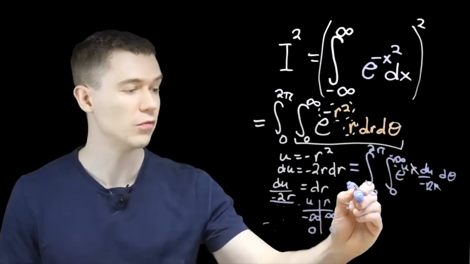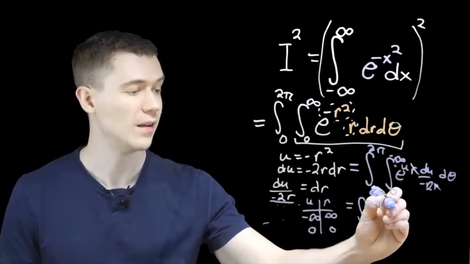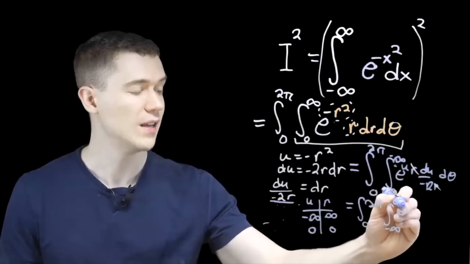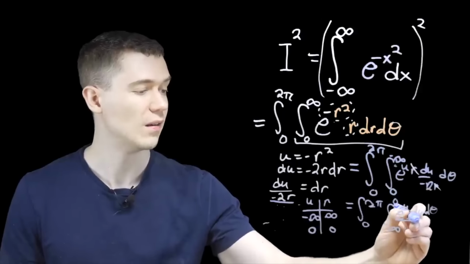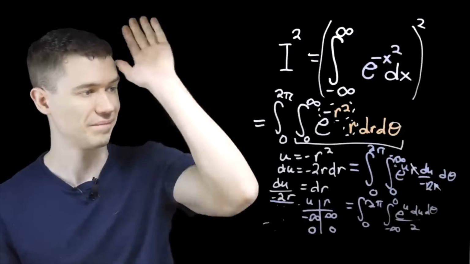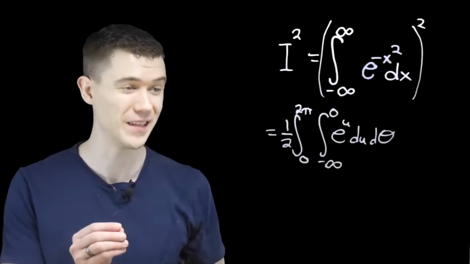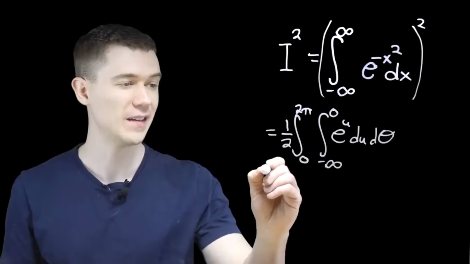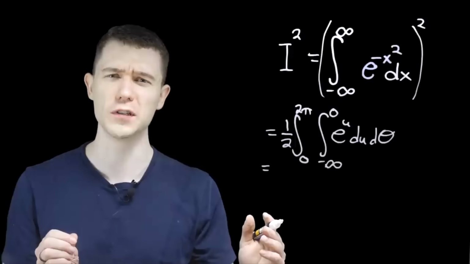So really we could rewrite this definite integral from 0 to 2 pi, and from minus infinity to 0, of e to the u du d theta over 2. And we're finally ready to actually compute this thing. If you don't mind, I'll factor out the 1/2, and we could even unseparate this now, kind of doing the reverse of what we did before.